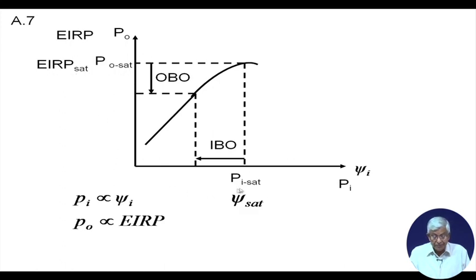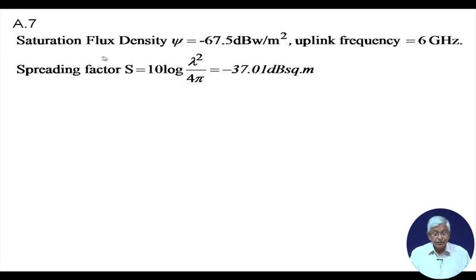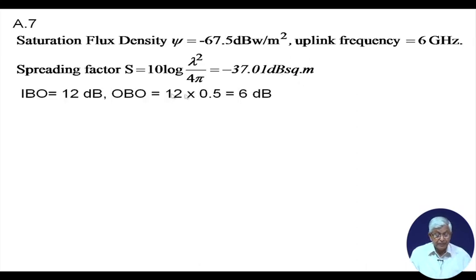So, once this concept is clear, then let us look at the numbers. Saturation flux density is given as minus 67.5 dBW per meter square, and the uplink frequency is given. So, we can find out the spreading factor S in dB, that is 10 log lambda square by 4 pi. Now, lambda is known, our uplink frequency is known, 6 gigahertz. So, the corresponding value is minus 37.01 dB square meter, or meter square, whatever way you say.